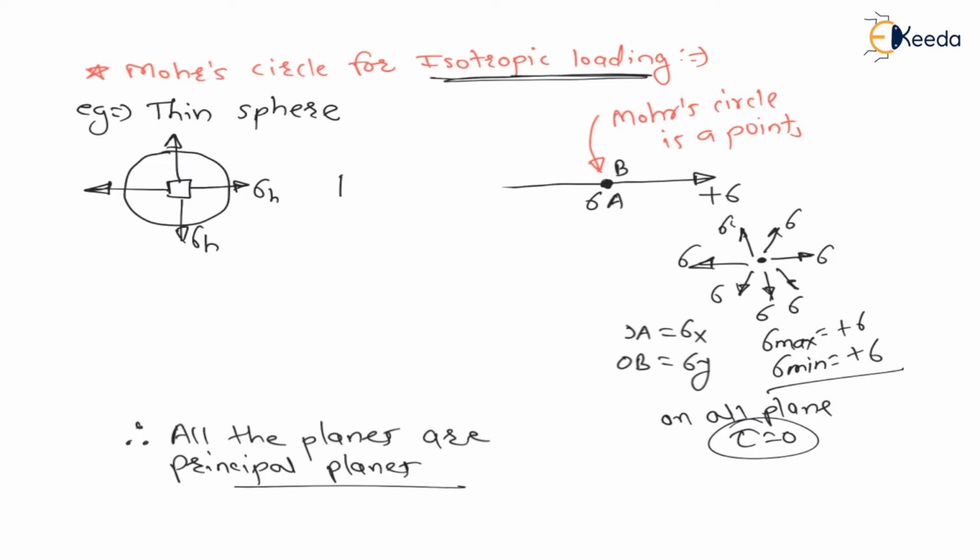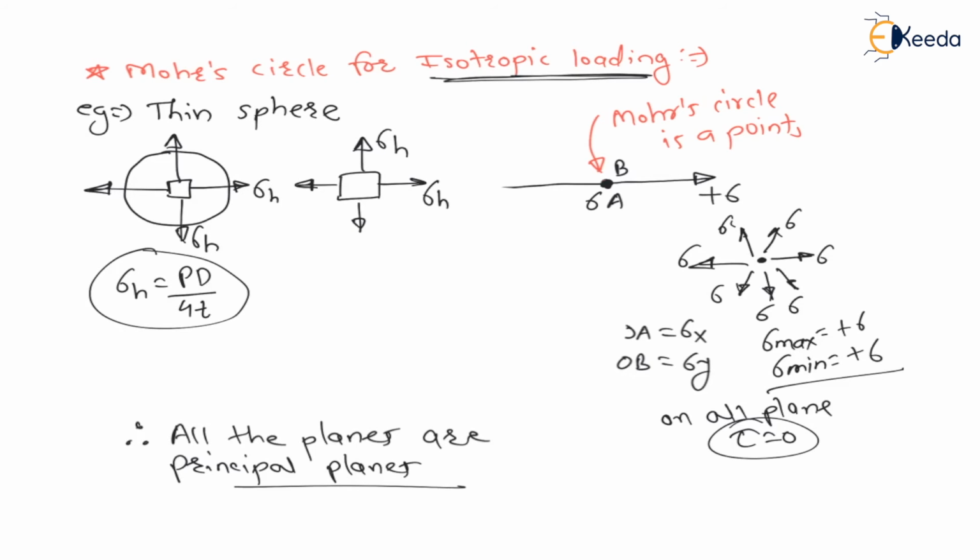If I consider an element on a spherical pressure vessel, there is only hoop stress, sigma h, and sigma h is nothing but PD divided by 4T. Again, you can see this in the strength of materials pressure vessel topic, right? The point on the surface of a thin sphere is subjected to isotropic loading condition, and for isotropic loading the Mohr circle will be a point, and if Mohr circle is a point, then all the planes are principal planes.